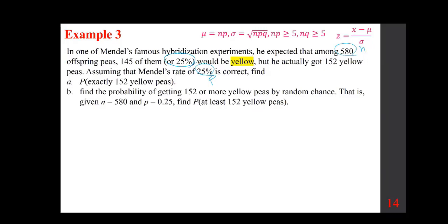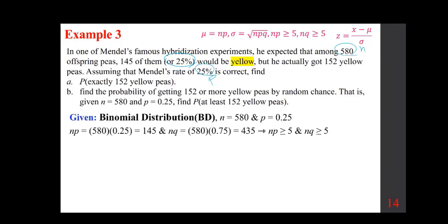So very fast, it is a binomial distribution because n and p are as follows: 580 and 0.25. This results in q, 1 minus p, 1 minus 0.25, or 0.75. We calculate the product of np and nq. Both of them are large. Therefore, we can do the approximation. How large is good enough? Larger than or equal to 5 at least.